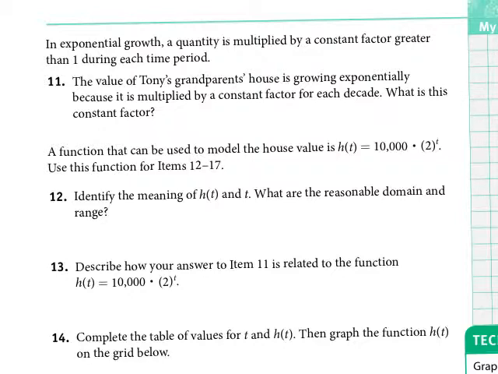Okay, so I heard everybody say it right off the bat. What did the paragraph tell us? Every decade the value of the house what? Doubled. So what would our constant factor be? 2. So this is an important concept, guys. We have this constant factor of 2 because we are doubling each decade. What if I said the value tripled each decade? What would my constant factor be? 3.